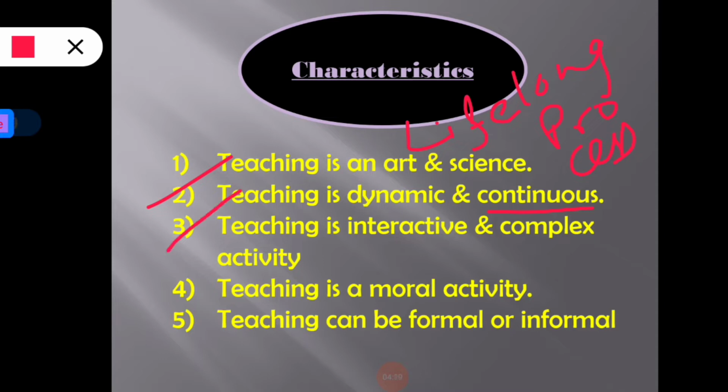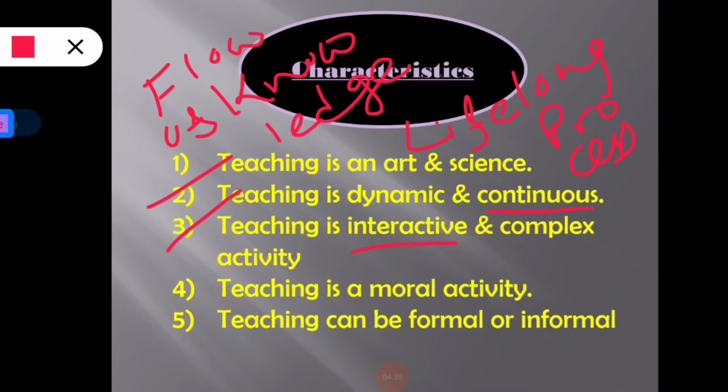Now going to the third point, teaching is an interactive and complex activity. Interactive means it is a two-way interaction between the teacher and the learners. There is a flow of knowledge from both sides. The teachers as well as students learn in this communication process.